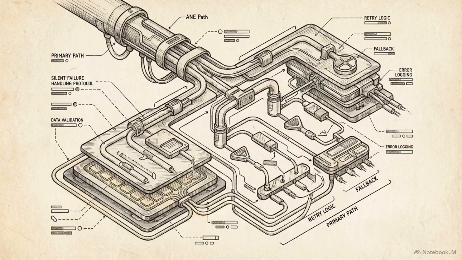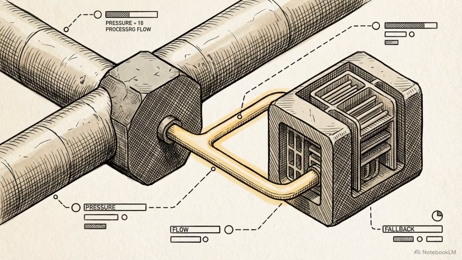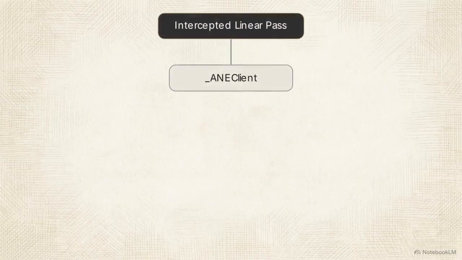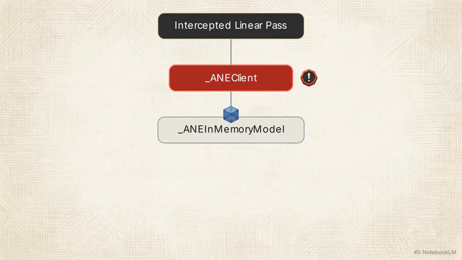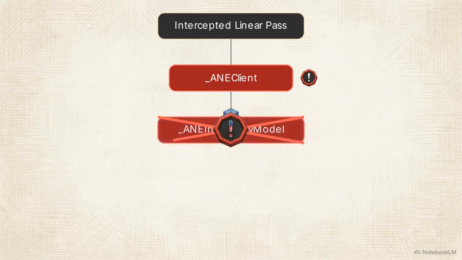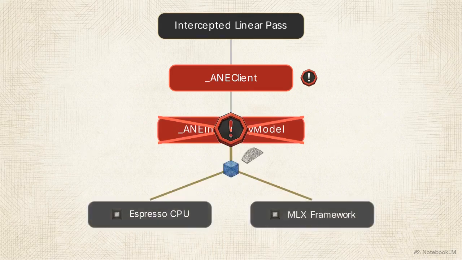This code flow diagram illustrates the silent failure handling protocol. When the primary ANE path hits a 0x1D map rejection error, it triggers an immediate fallback routing to the CPU. Following a daemon map failure, the runtime initiates a secondary fallback to the local _ANE in-memory model for localized execution. If the ANE completely rejects the graph, the math is routed to a final safety destination, executing on the Espresso CPU backend or the native MLX framework.